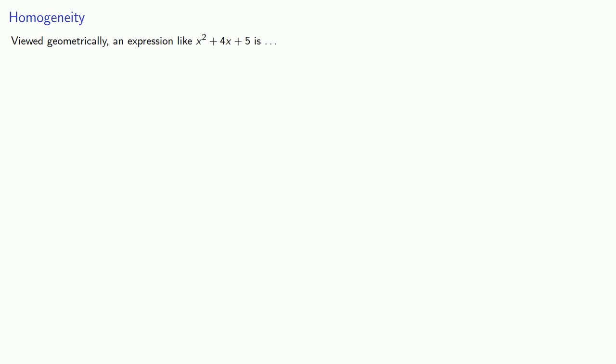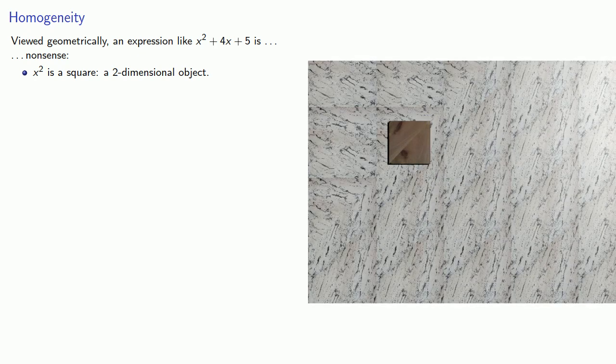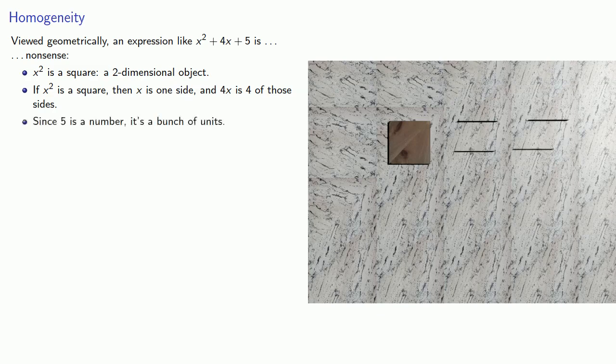Viewed geometrically, an expression like x squared plus 4x plus 5 is nonsense. X squared is, as its name suggests, a square, a two-dimensional object. If x squared is a square, then x is one side, and 4x is four of those sides. And 5, well, since 5 is a number, it's a bunch of units. And so what we have is a square, four line segments, and a bunch of units. These can't equal anything.